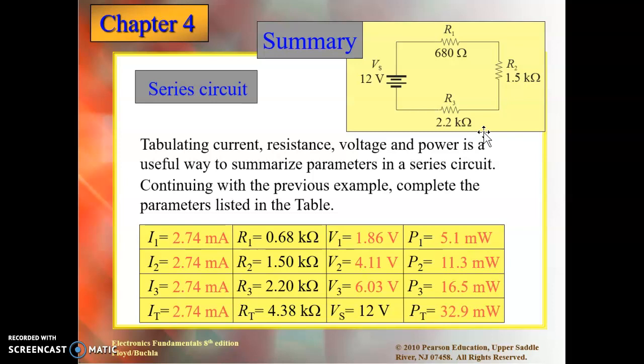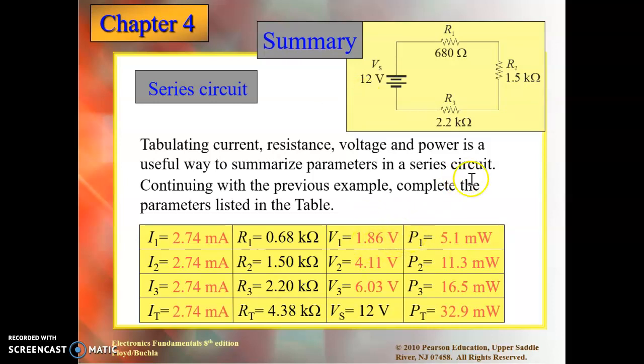Then if I calculate the voltage consumed by R1, we can call it V1. The voltage consumed by R2, we can call V2. And the voltage consumed by R3, we can call V3. If we add V1, V2, and V3, that has to equal the voltage source. That is known as the Kirchhoff voltage law, and that's going to come in the next slide. But right here, let's concentrate on this table.